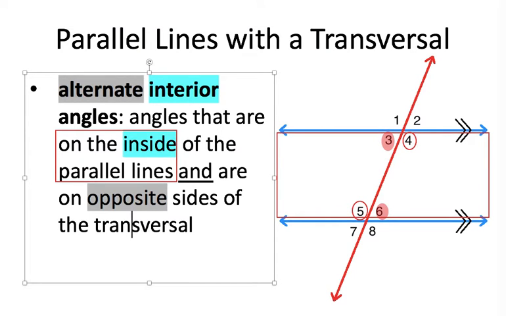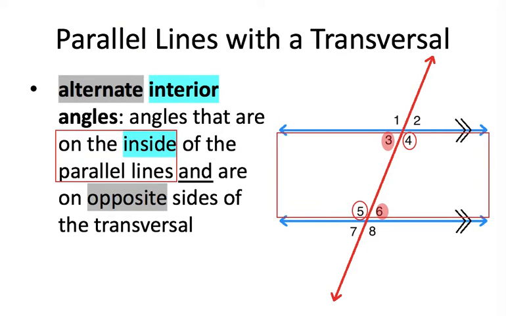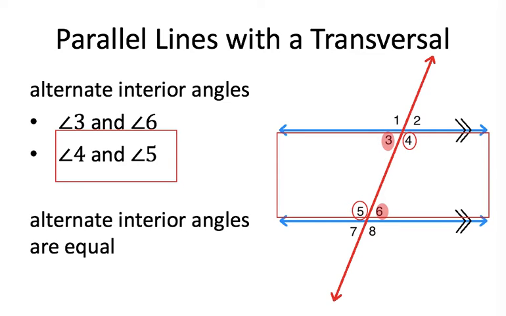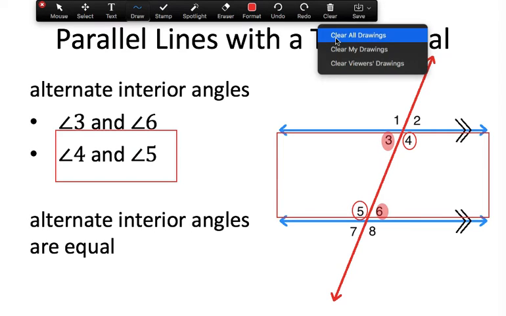So therefore, angle 3 and angle 6 are alternate interior angles. It is a pair of alternate interior angles. And angle 4 and angle 5 is also a pair of alternate interior angles. Alternate interior angles are equal to each other. So 3 and 6 are equal to each other. Angle 4 is equal to angle 5. All right, moving on.